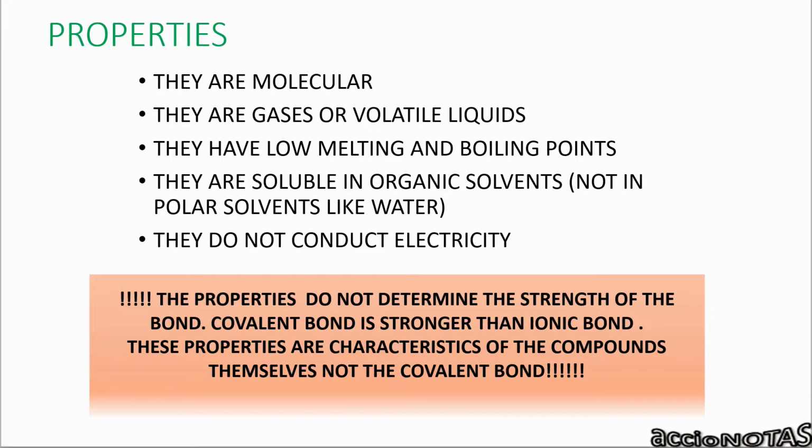Now try to always remember this, that the properties do not determine the strength of the bond. Covalent bond is always stronger than ionic bond. These properties are characteristics of the compounds themselves, not the covalent bond.